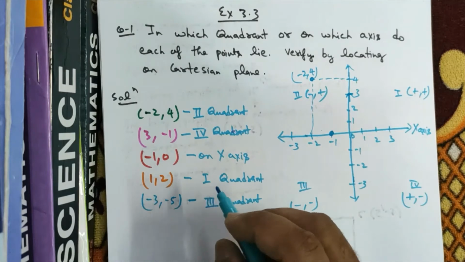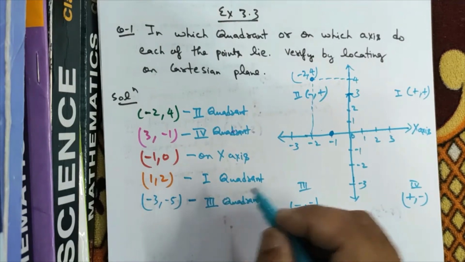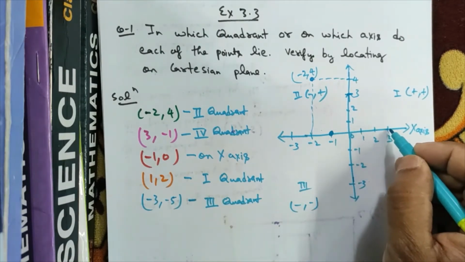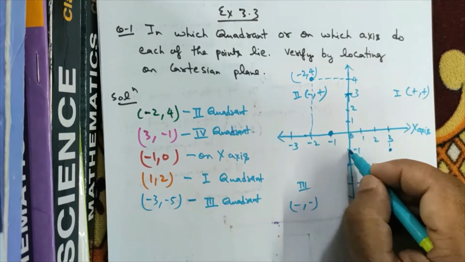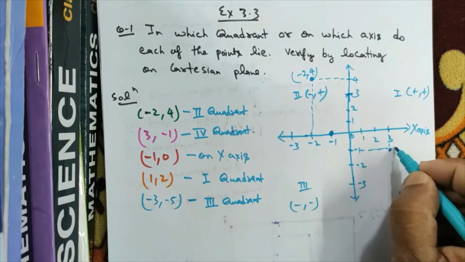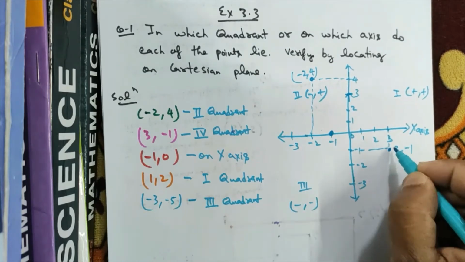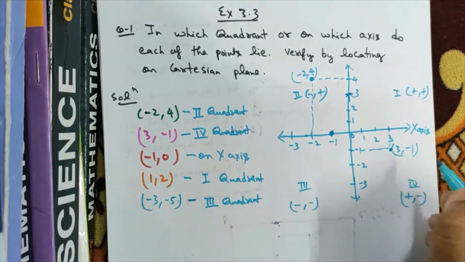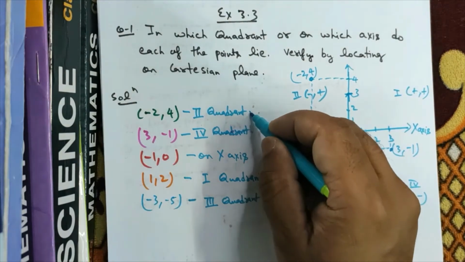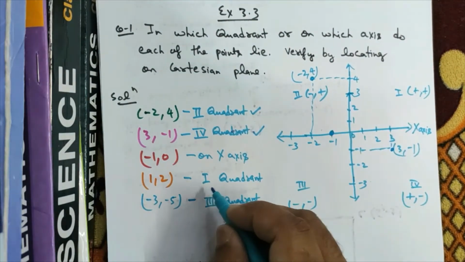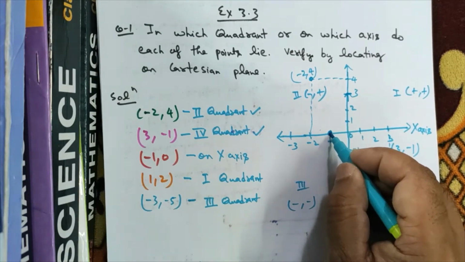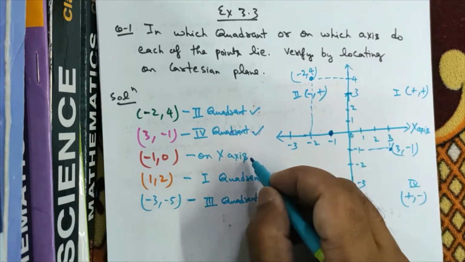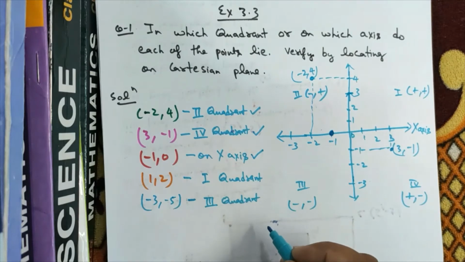Next is 3, -1. Plus 3 and -1. This will be the point. And yes, it is lying in the fourth quadrant only. So it is also verified. Third is -1, 0. X is -1 and y is 0. So it is lying on the x axis. So this is also verified.